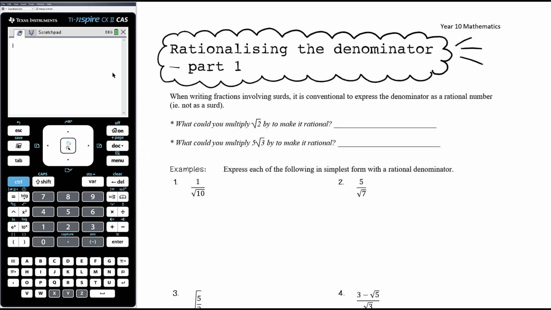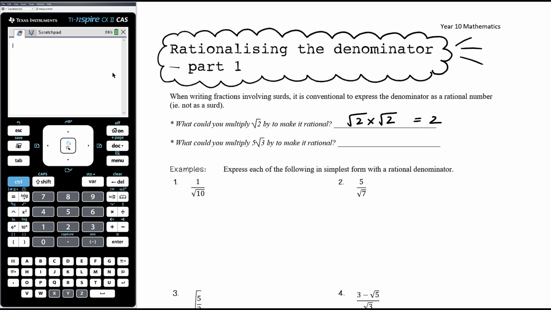So we know equivalent fractions are found by multiplying the top and the bottom of the fraction by the same thing. So what can I multiply a surd by to make it not a surd anymore? Okay, and so if I've got root 2, I know that if I take root 2 and I multiply it by root 2, it's going to be 2. So when I multiply a surd by itself, it's no longer a surd. It becomes rational. So that's the key.